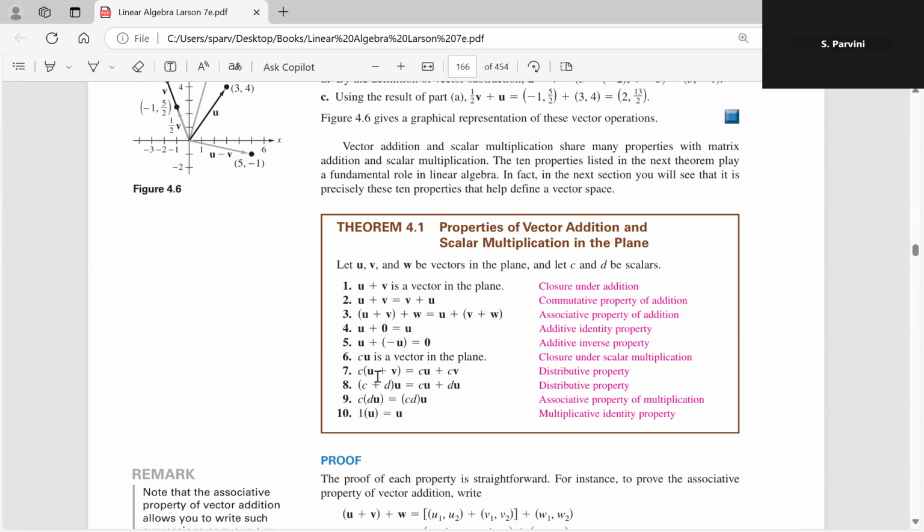The distributive property, remember c is a constant scalar. c times the sum of 2 vectors, you can distribute c to u and distribute c to v. Number 8, you add 2 scalars times the vector. You can distribute each scalar to the vector and add them. Okay, and number 9 is the associative property of multiplication. c(du) equals (cd)u. Now we're changing the order of multiplication of a scalar.